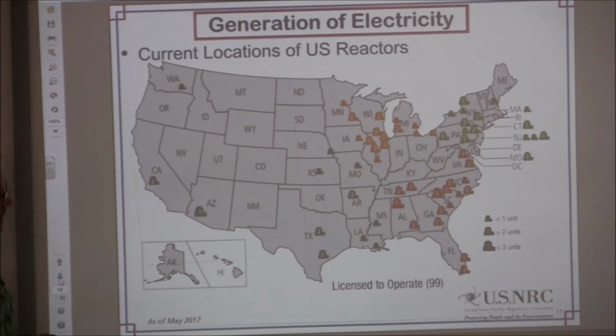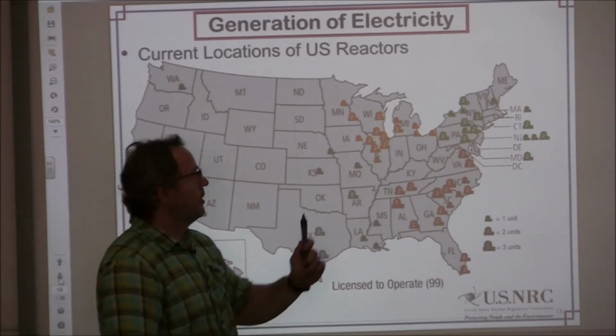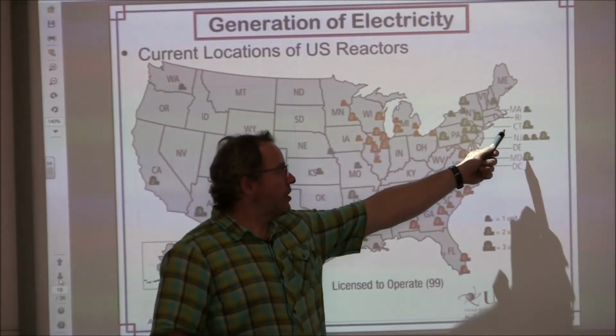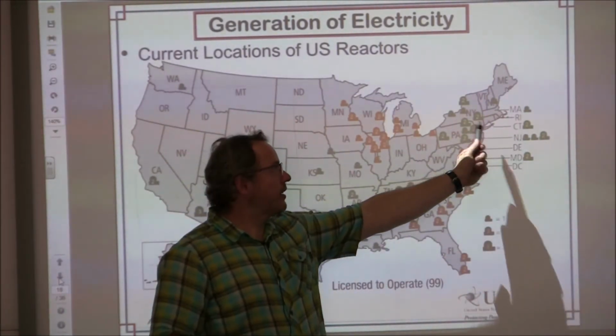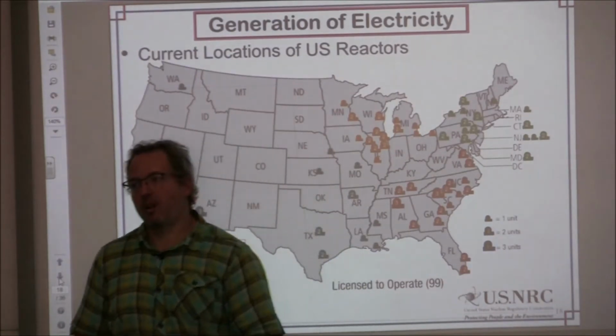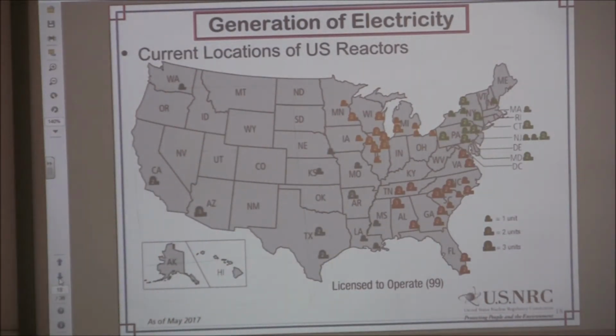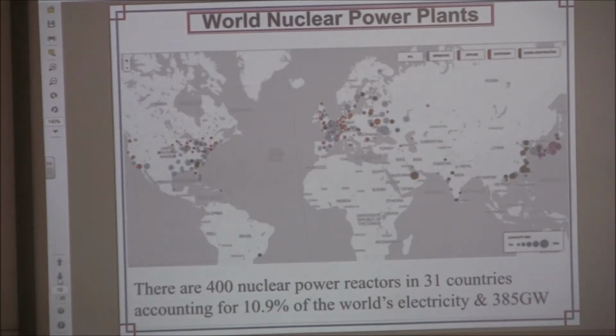So 99, that includes no longer one in Vermont. There used to be, I think, 1 or 2 more in Massachusetts, 1 or 2 more in Connecticut, and we had 1 in Maine as well. So we've dropped quite a bit in New England.